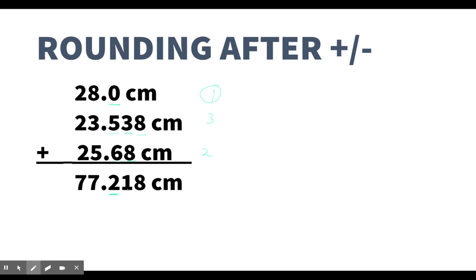And then once we know where we're going to stop our number, we follow the same rounding rules. We look at the number to the right. Is it greater than or less than 5 or equal to it? It's less than 5, so the 2 is not going to round up, and our final answer is going to be 77.2 centimeters.